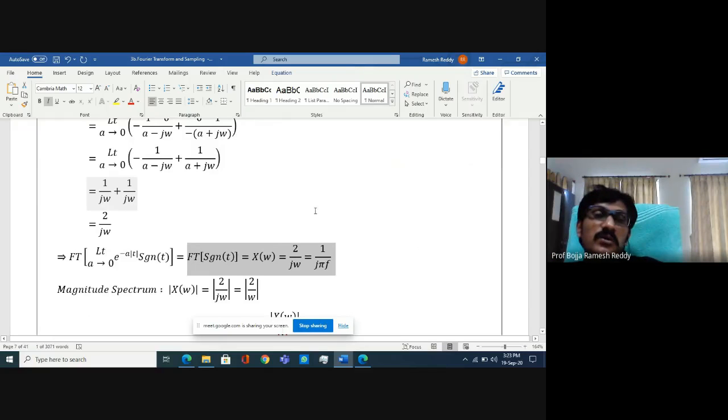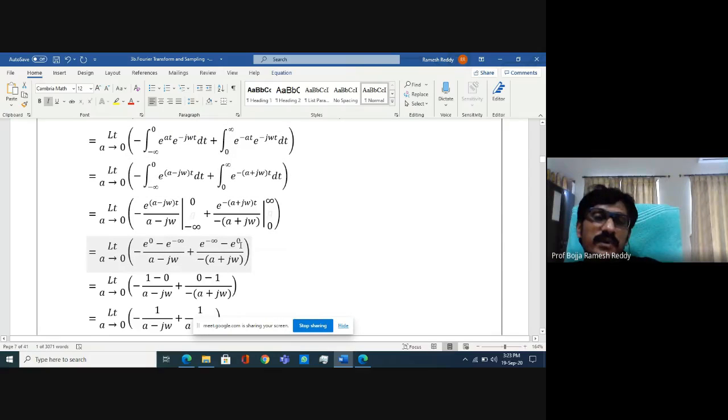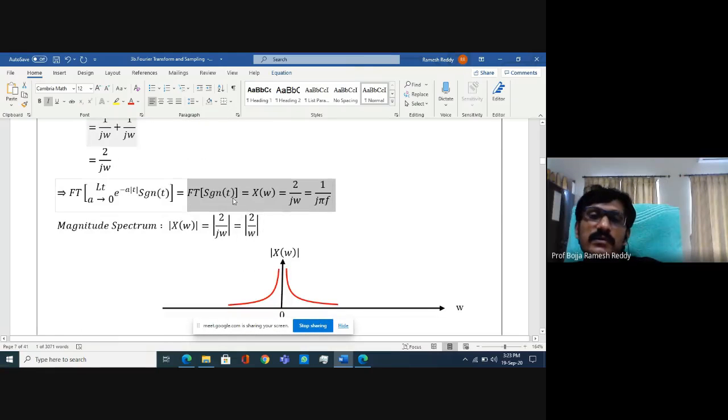In examination, no need to write all the steps. Just for your reference only, I am telling how to solve questions. But in examination, we have to know this answer. If a multiple choice question appears like the Fourier transform of sgn of t, pick this answer without solving. Not only this, double exponential, rising exponential, decaying exponential, we have to know these fundamental formulas. Based on these formulas, we can apply some properties and do it within the stipulated time. Now, magnitude spectrum.